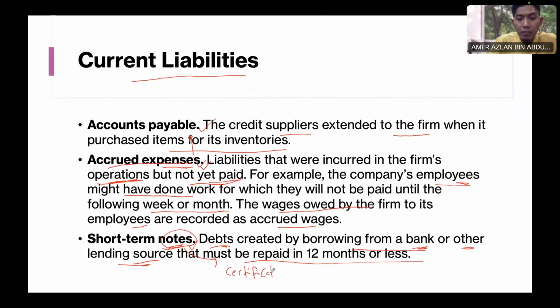Maybe certificate of deposit is one of the items, or maybe treasury bills. These are examples of short-term notes. It's a very short-term debt. Let's say the company borrows $50,000 just to pay the employees' salary and wages, and this money needs to be paid within 12 months or less. That is an example of short-term notes.